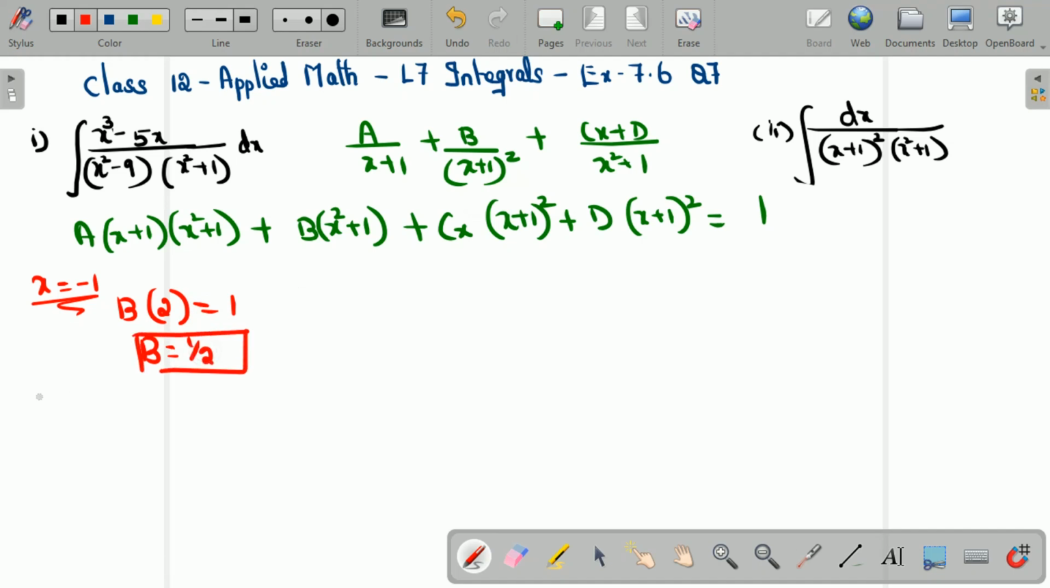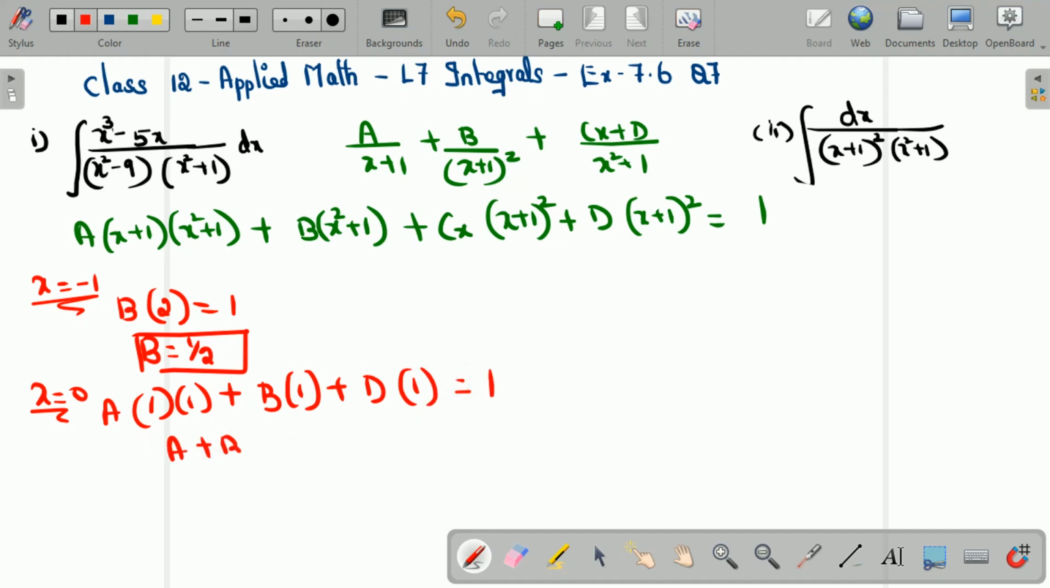Now the second case, let's put x is equal to 0. So this means a into, this will become 0 plus 1 is 1. Here also there is a 1 plus b into 1, plus c will vanish, so d into 1 is equal to 1. So a plus b plus d is equal to 1. b we just found out as half.